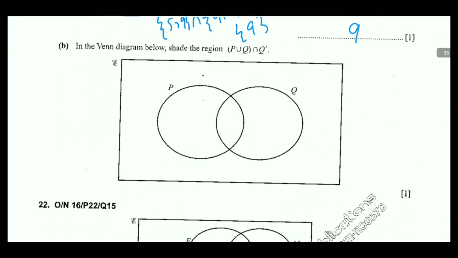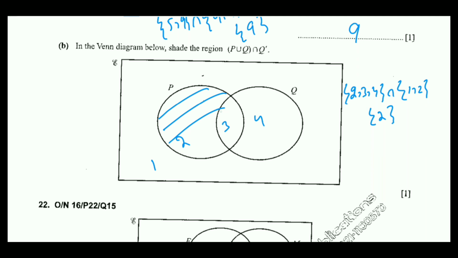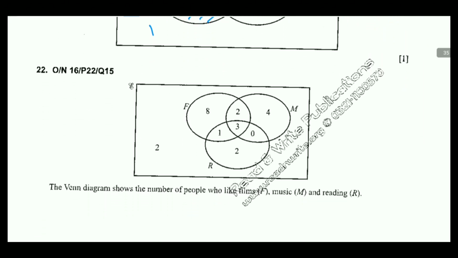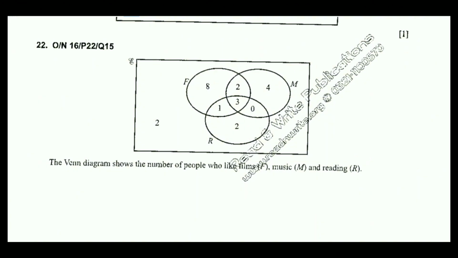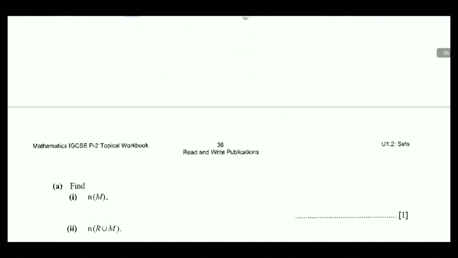Okay, Venn diagram. P union Q intersection Q naught. Again, shade the region. P union Q is 2, 3, 4. Intersection Q complement. Q complement means not Q, 1 and 2. So the intersected part is 2. So 2 will be colored. 2 will be shaded. So next question. The remaining parts of 20 you can do by yourself.